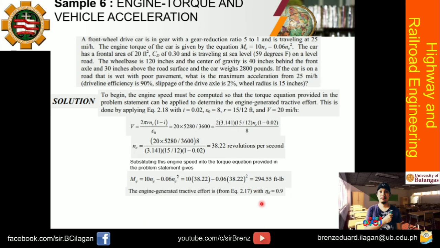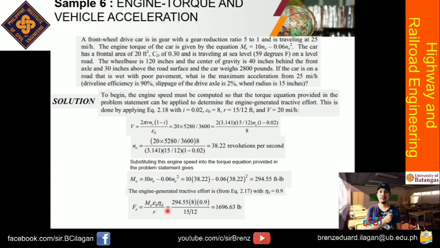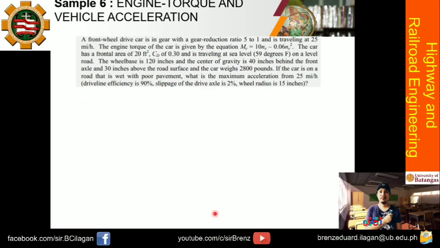So the engine-generated tractive effort, from equation 2.17 with N sub D as 0.9. So F sub E can be computed as M sub E multiplied by epsilon sub 0 and N sub D over r, or 294.55 times 8 times 0.9 over 15 over 12. So the answer with that is equal to 1696.63 pounds.